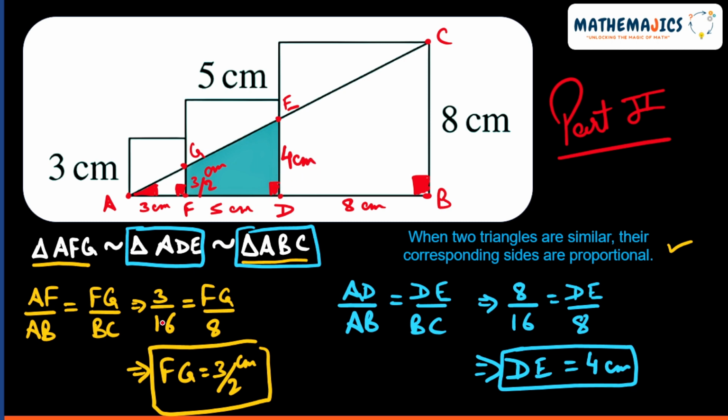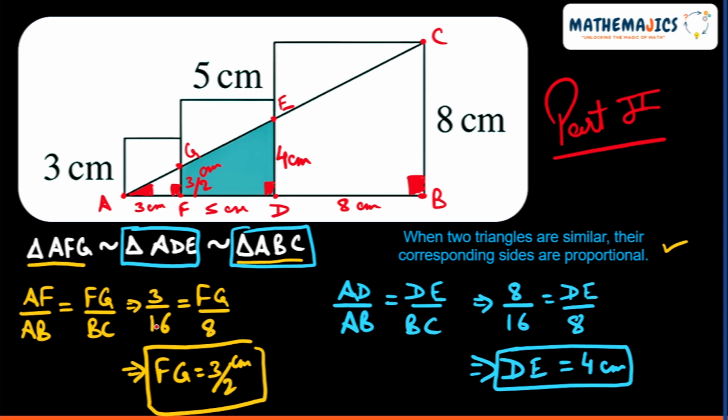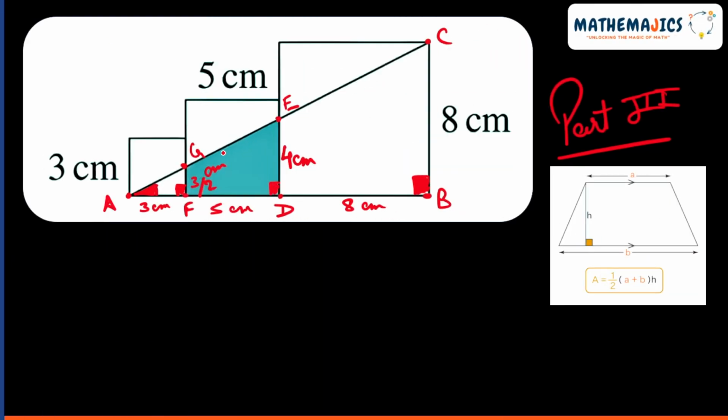After this part 2, let's jump to third part of the solution. As you can clearly see, this colored region or shaded region is of the trapezium. Yes, this shape is of a trapezoid or a trapezium. What is the area of a trapezoid or a trapezium? It is half times sum of parallel sides into height. Yes, so we will be using this formula to find the area of the shaded region.